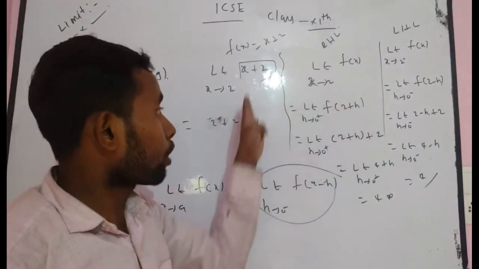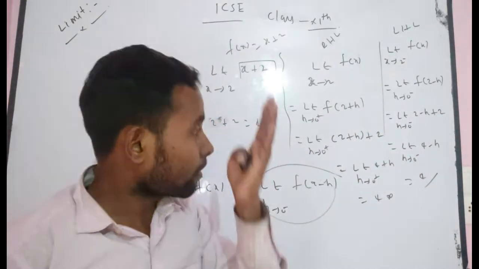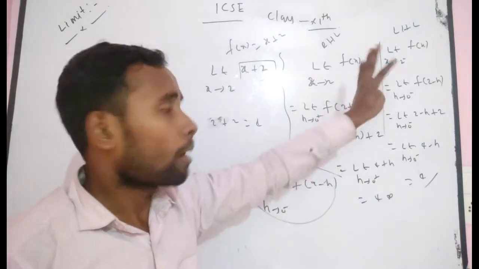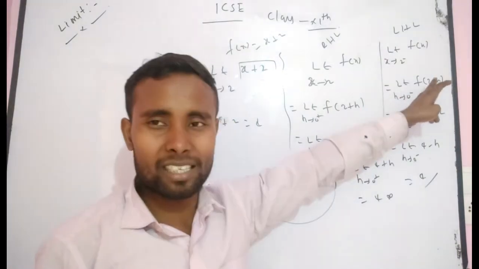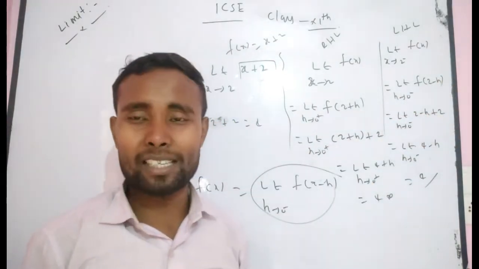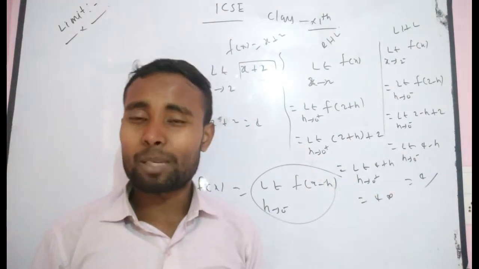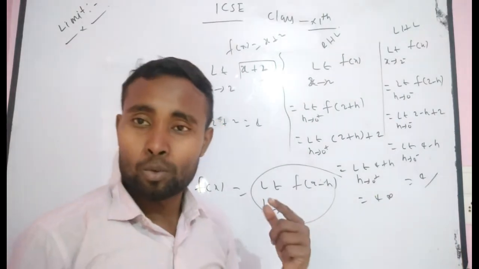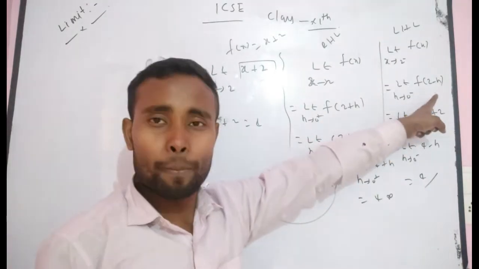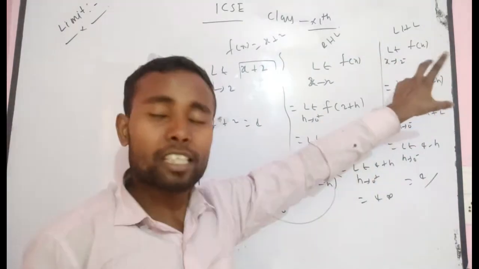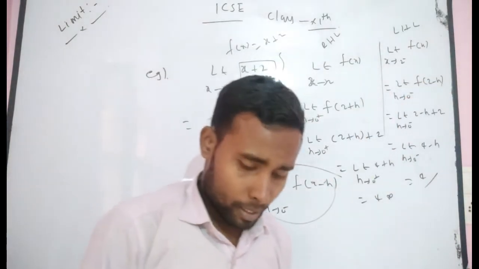If you have any trouble to solve by this way, you can solve by that way. But I solve most of the time by using RHL, because here it becomes plus, here it becomes minus. Putting minus in a trigonometric function, it becomes a minus formula. Sometimes students do not remember the minus formula, so I don't use this type of LHL. But this is also important because while you are checking the existence of limit, it is very important.